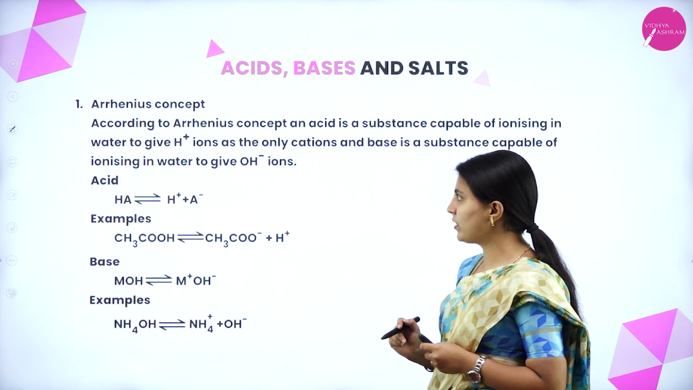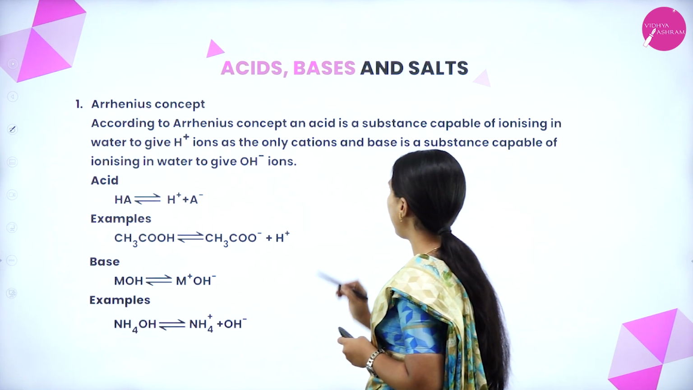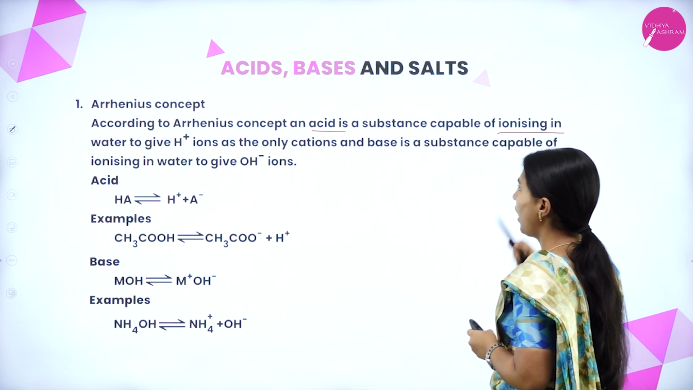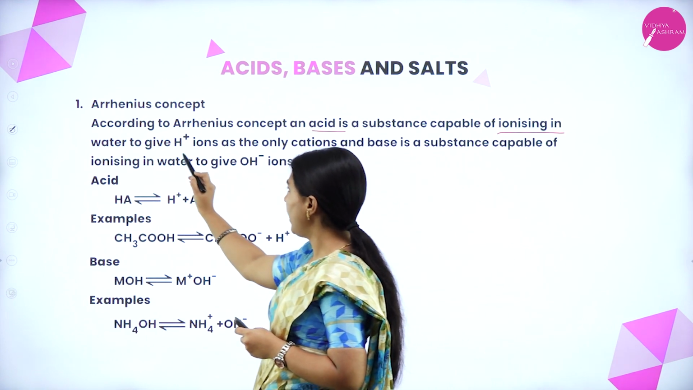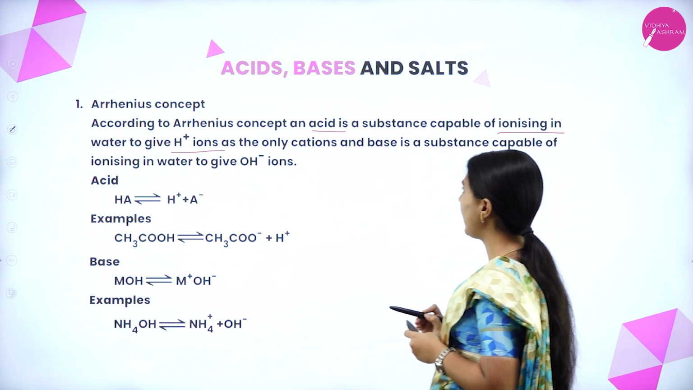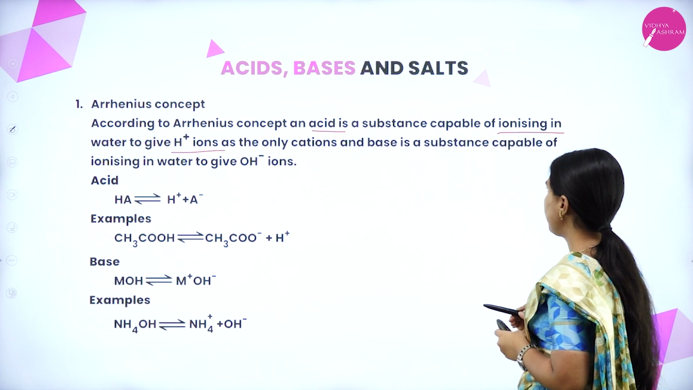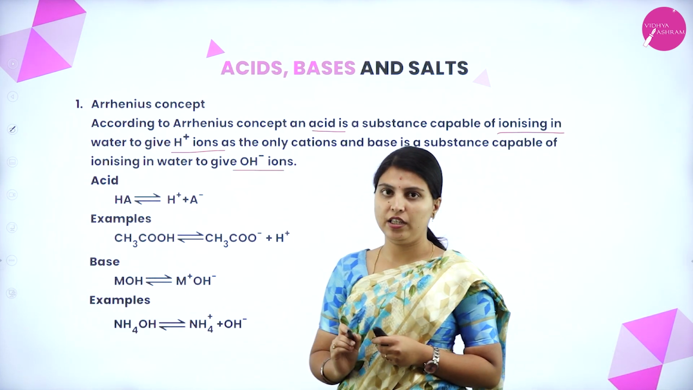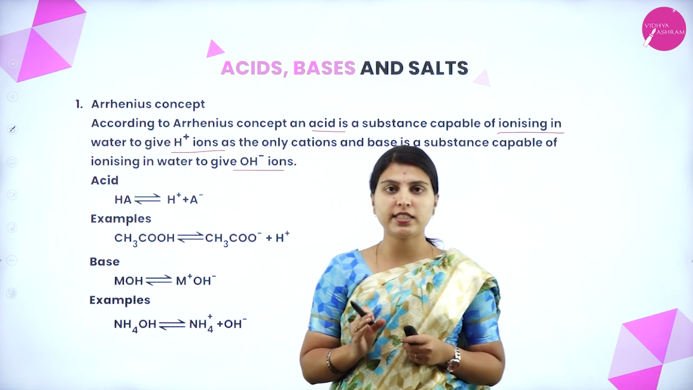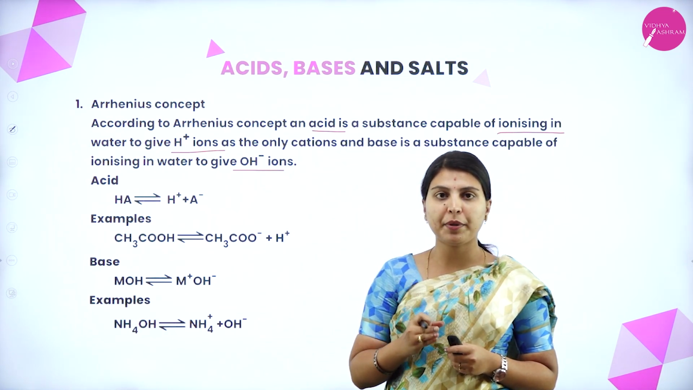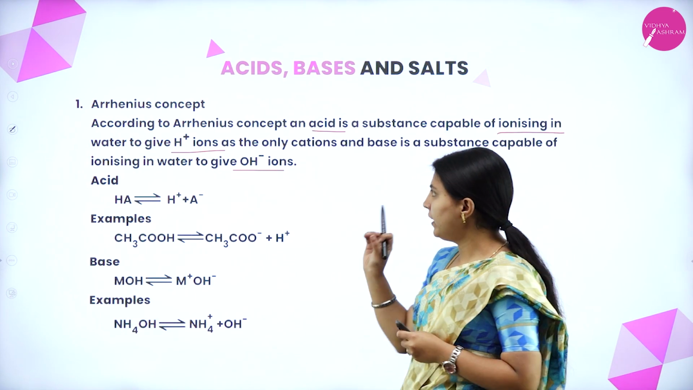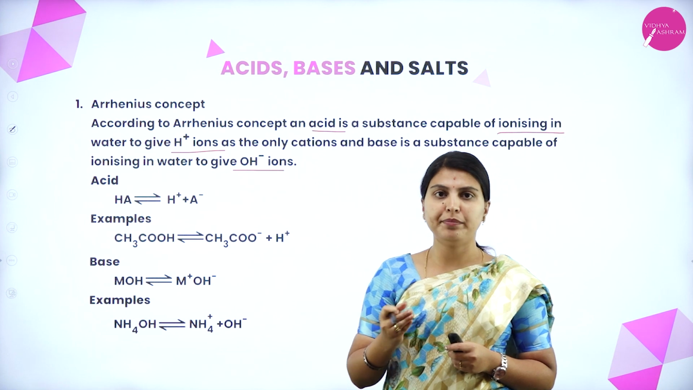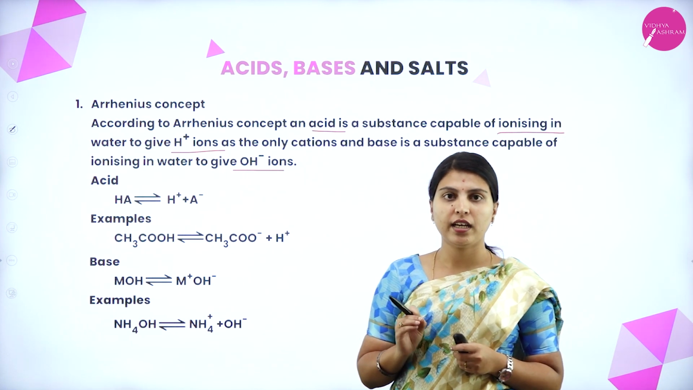First one, Arrhenius concept. According to the Arrhenius concept, an acid is a substance capable of ionizing in water to give H plus ions as the only cations, and a base is a substance capable of ionizing in water to give only OH minus ions. According to Arrhenius, ionizing means the separation of ions. In water, an acid should liberate H plus ions and a base should liberate OH minus ions.